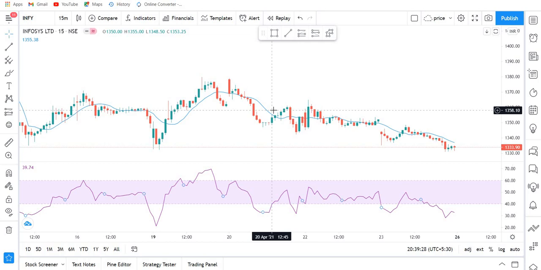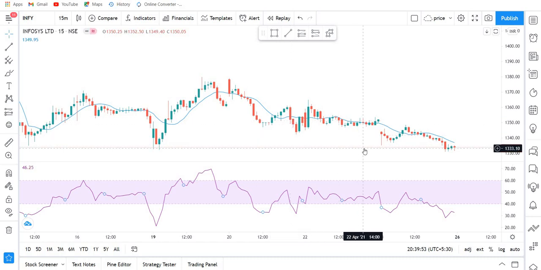Okay, so this is the simplest setup I can offer to all of you. You can see just an RSI crossover, and another thing you have to look at is that the candle formed at that time must be closing above the 10 SMA. So you only have to look at these two things, nothing else. You should not worry about anything else. Okay, so now let me show you some examples of it.